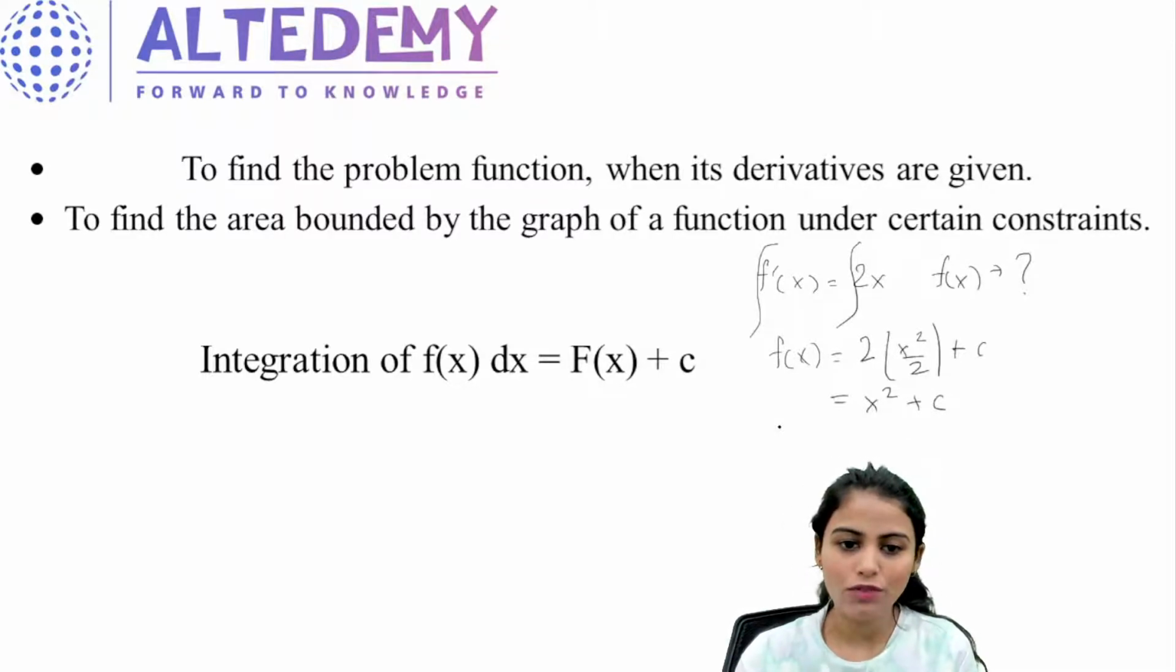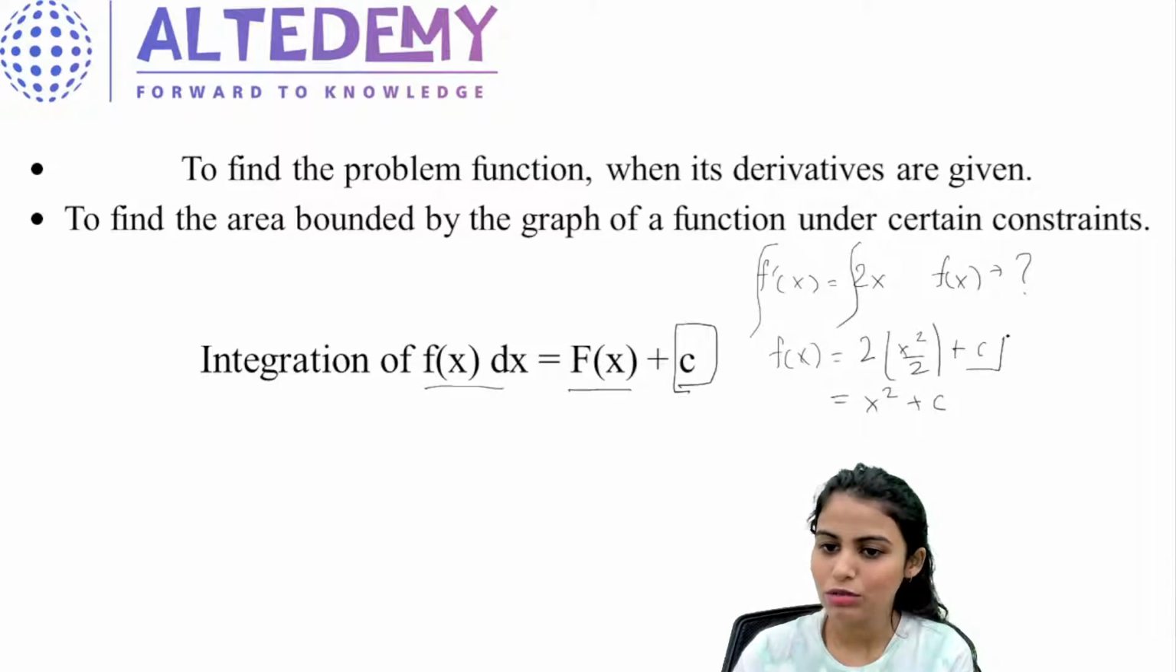Now the integration of f dash x dx is equal to f(x) plus c. This is what I told you, right? It is written f dash x dx, and the integration of this is f(x) plus c. C is the constant, because we don't know what other values can be here, so we use c.